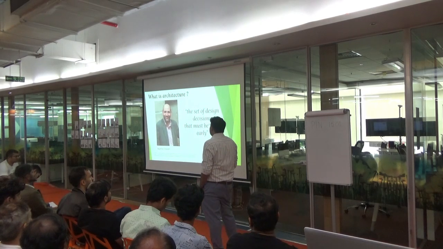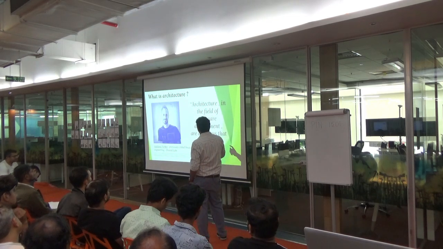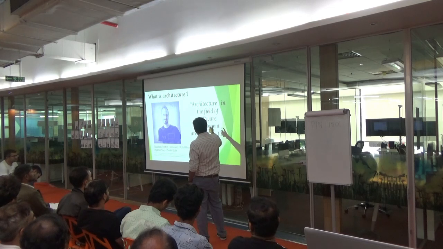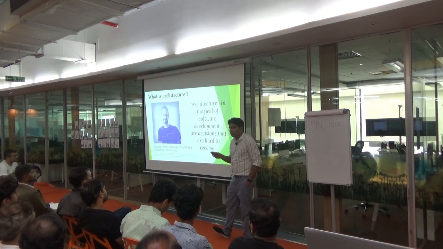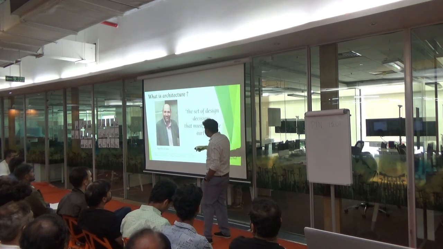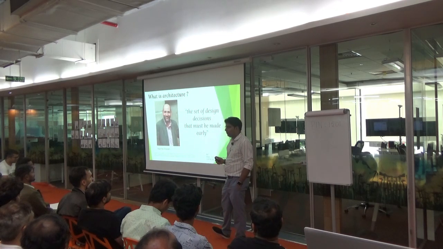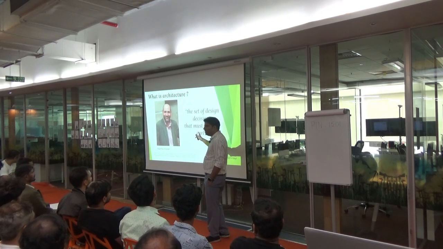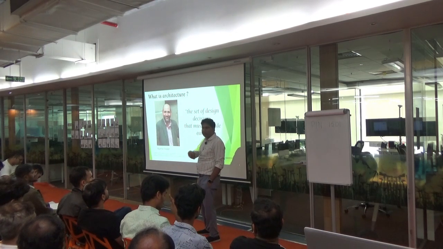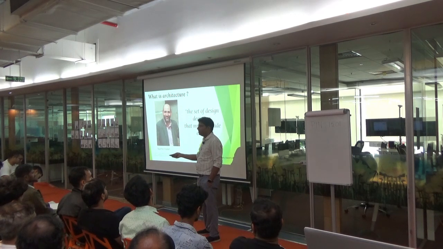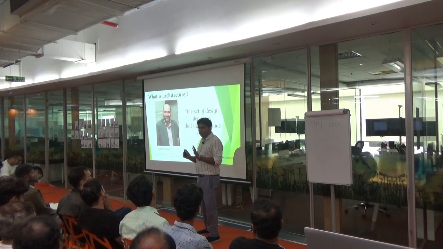Set of design decisions that must be made early. And this guy, I also like some of his words. He says, architecture in the field of software development is decisions that are hard to reverse. So if you combine this definition and that definition, it gives us a good point of view. Why do we have to make them early? Because they are hard to reverse. The farther down the line I make these decisions, the more cost I will have to pay from the system perspective.